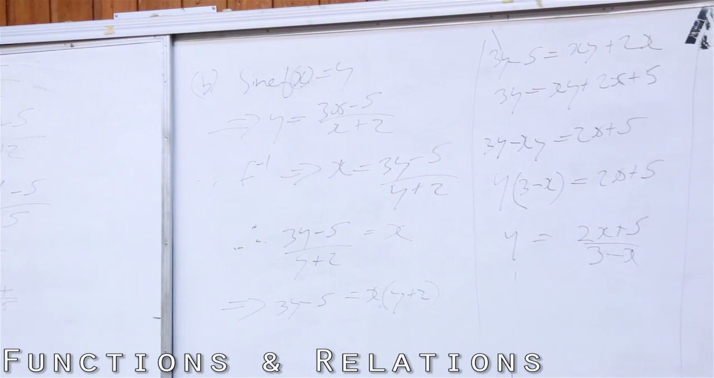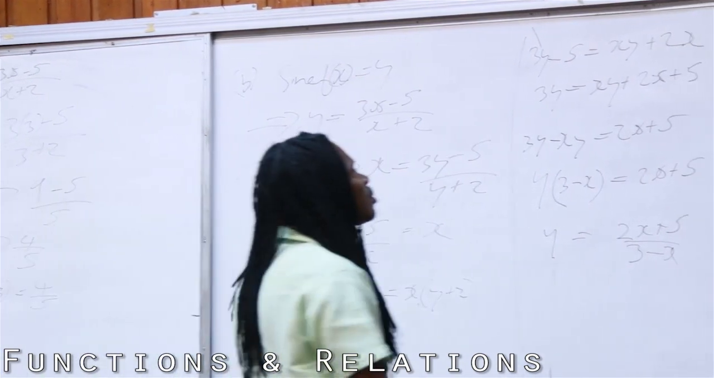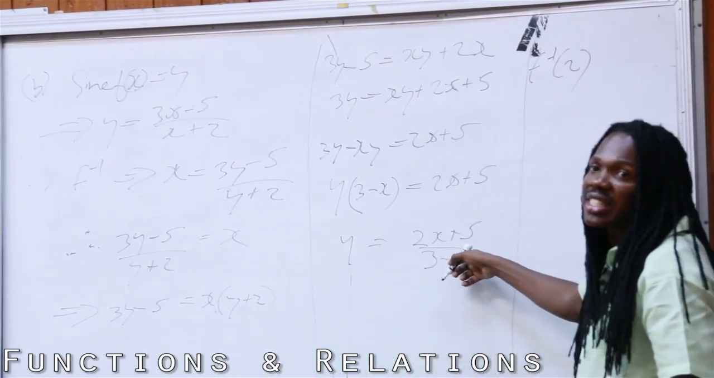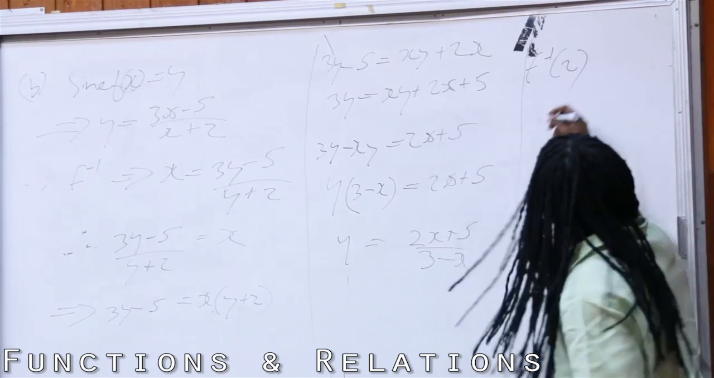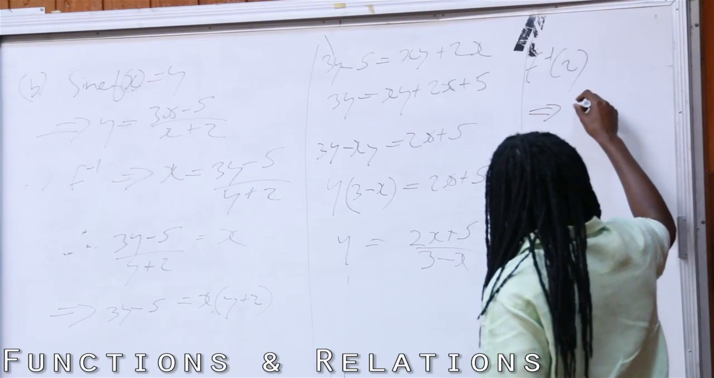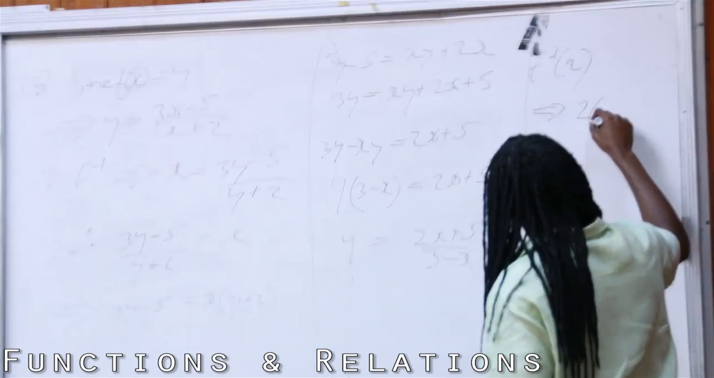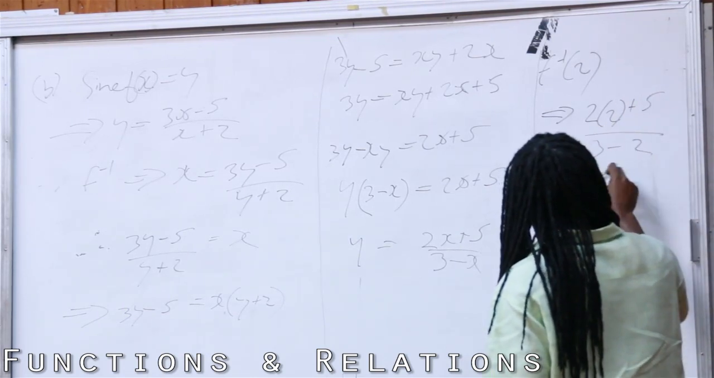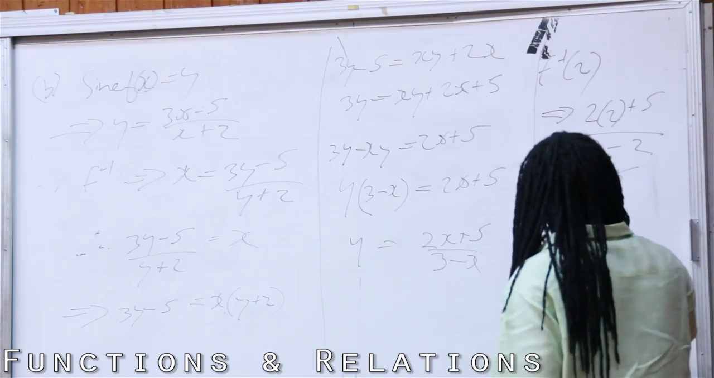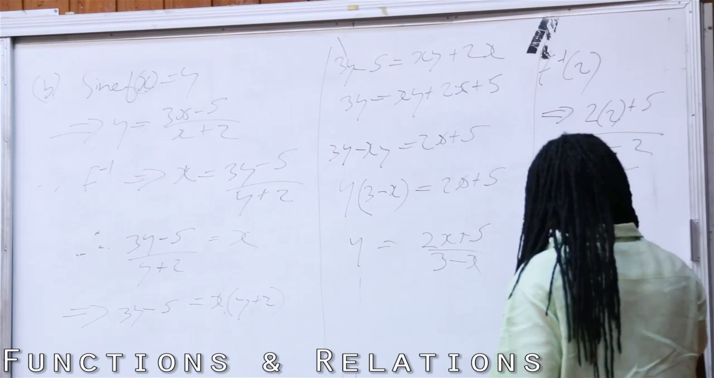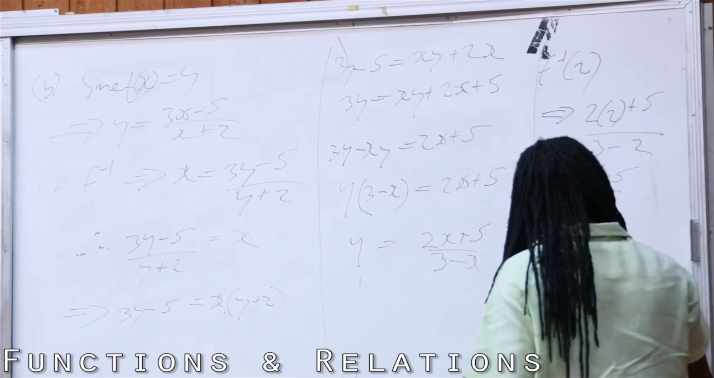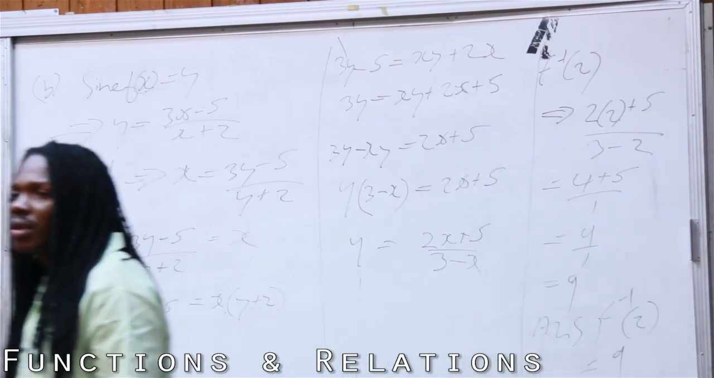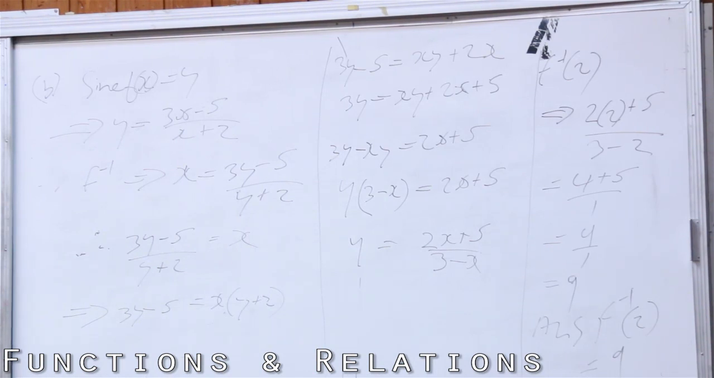If you say f inverse of 2, all you do is find f inverse, which is this, and put 2 wherever x is. So that implies (2(2) plus 5) over (3 minus 2) equals (4 plus 5) over 1 equals 9 over 1 equals 9. Answer: f inverse of 2 equals 9. Everybody understand?